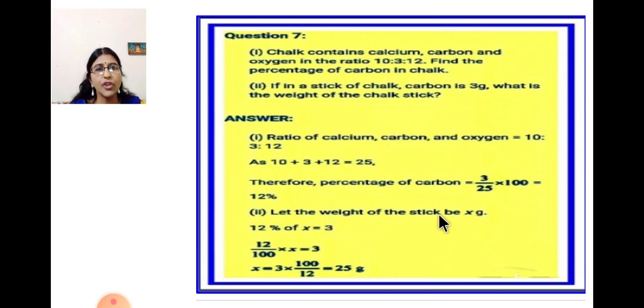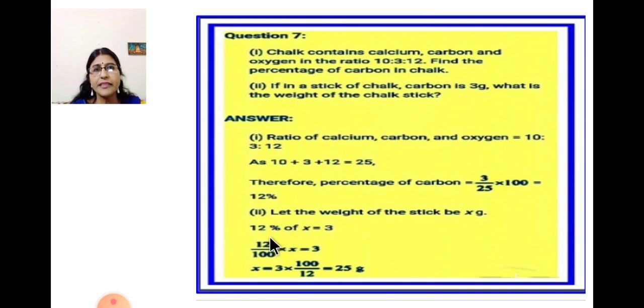So let the weight of the chalk stick be x gram, because we don't know, so we'll take it as x gram. And we know the weight of carbon and we know the percentage of carbon also. So we are going to use that. We will write 12% of the total weight of the stick is x. Chalk stick is x gram. So 12% of x is equal to 3, because 3 is the weight of the carbon in that chalk. So we'll write like this, 12% of x is equal to 3. So this way an equation will be formed.